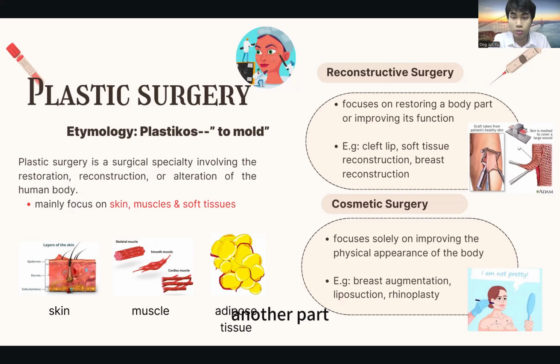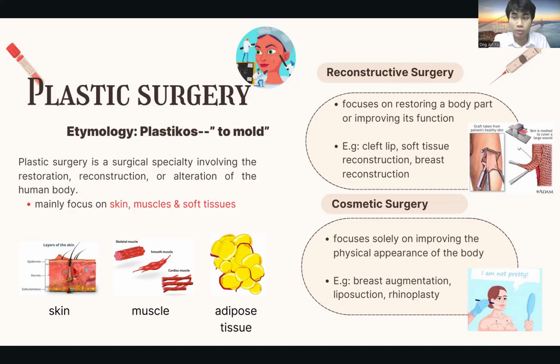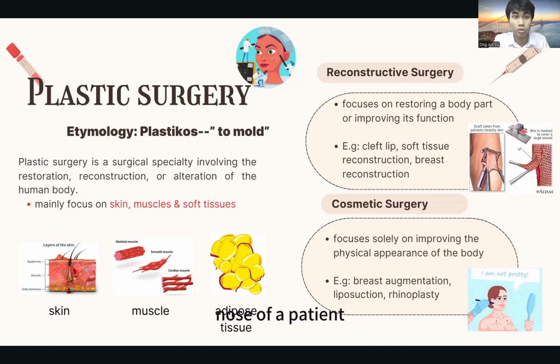Another part of plastic surgery is cosmetic surgery. It focuses solely on improving the physical appearance of the body, and it is not necessary and it is elective from the health reason perspective. For example, it consists of breast augmentation, liposuction, and also rhinoplasty. Liposuction is removing body fat from a patient so that they will have a slimmer body figure. Rhinoplasty is about reconstructing the shape of the nose of a patient.